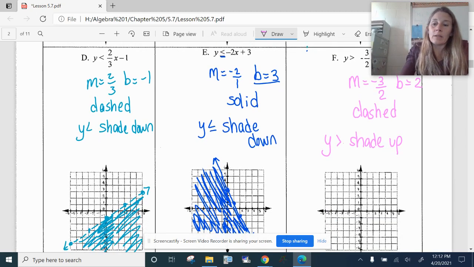So beginning at the 2 on the y-axis, moving down 3 to the right 2, down 3 to the right 2, or up 3 to the left 2. My dashed line indicating that the points on the line are not solutions, and shading up from my y-intercept, and then just completing that region, filling it in.